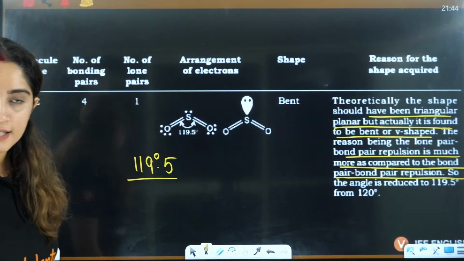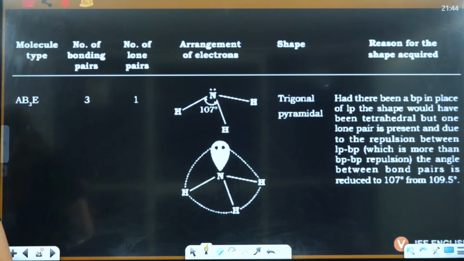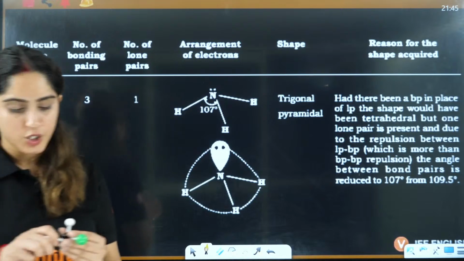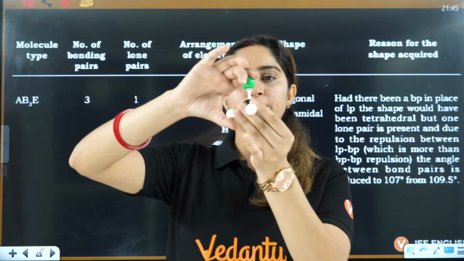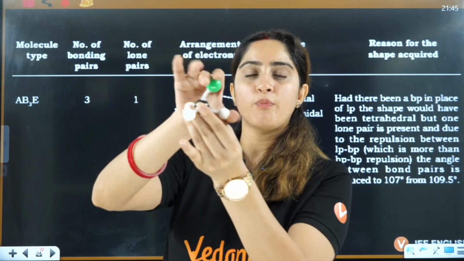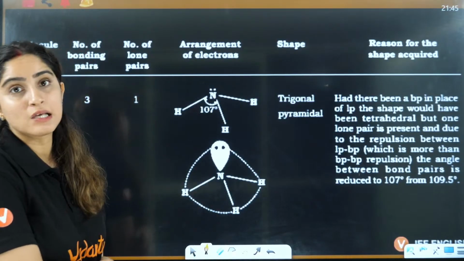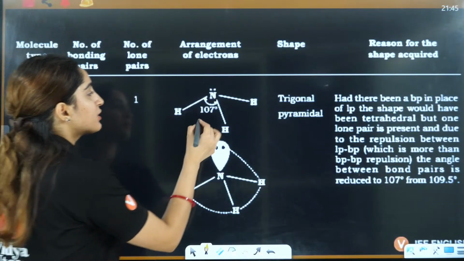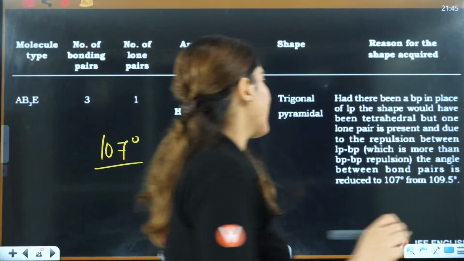Okay, got it, right? Next is NH3. In NH3 also the angle has decreased. So here you had one lone pair. I'll just draw that lone pair here. One lone pair, and lone pair bond pair repulsions. The angle was supposed to be 109 degrees, but now it has reduced to 107 degrees because of, again, lone pair bond pair repulsions.